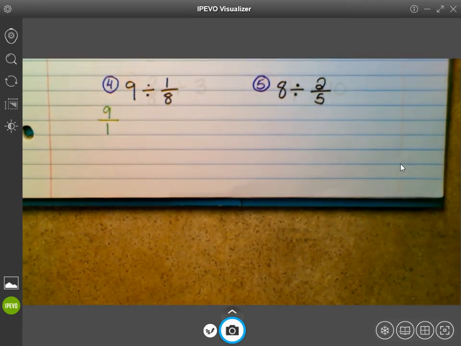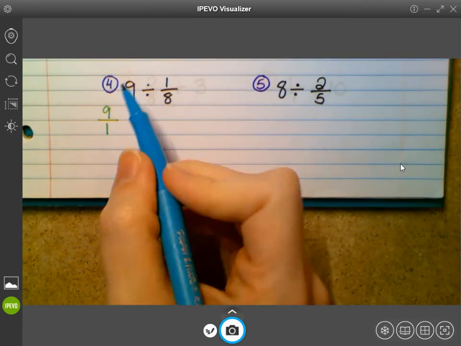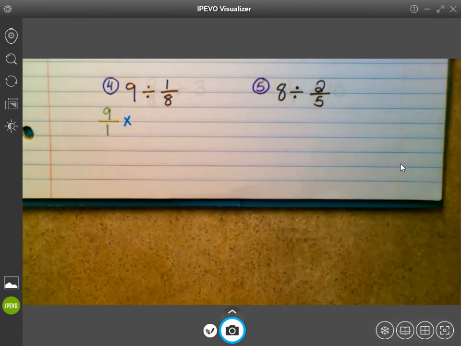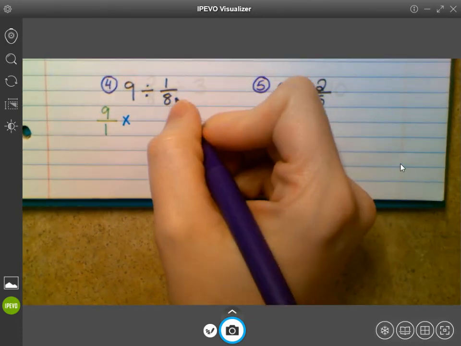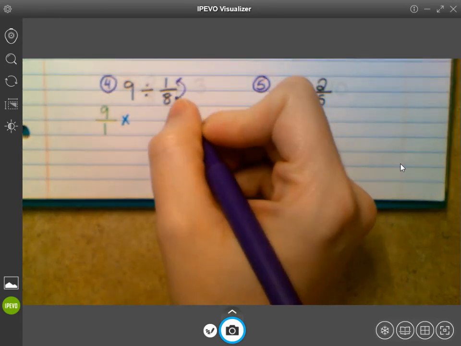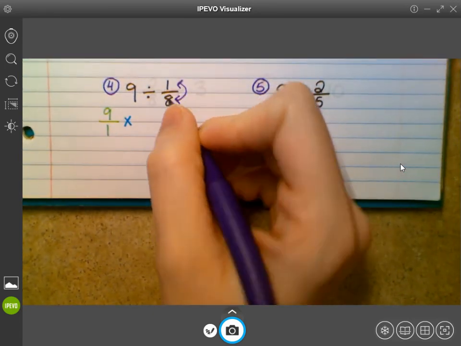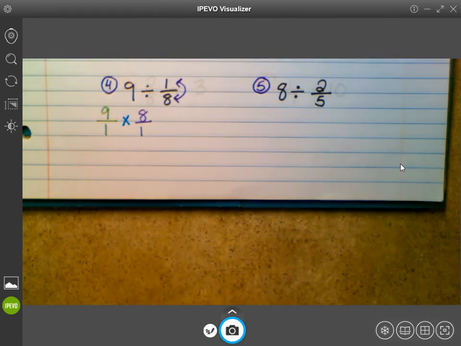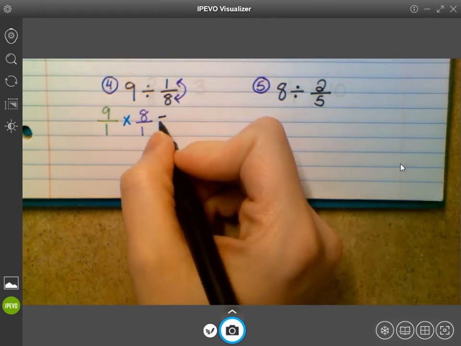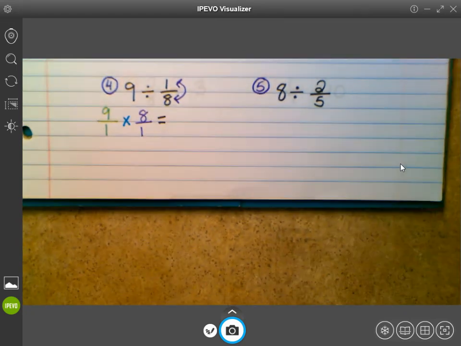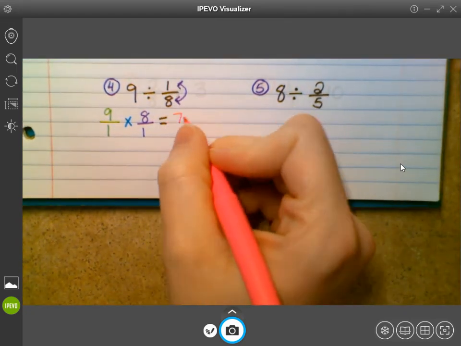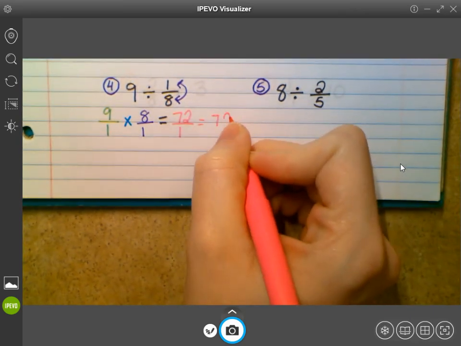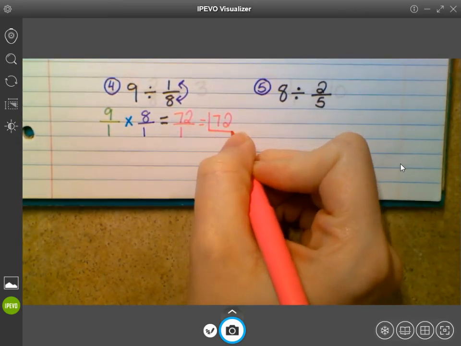So I keep the first fraction. I change the division sign to multiplication. I flip my second fraction to find its reciprocal. So instead of 1 over 8, I have 8 over 1. So then when I multiply, 72 over 1, which is the same as 72. Raise your hand if you got 72 as your answer for number 4.